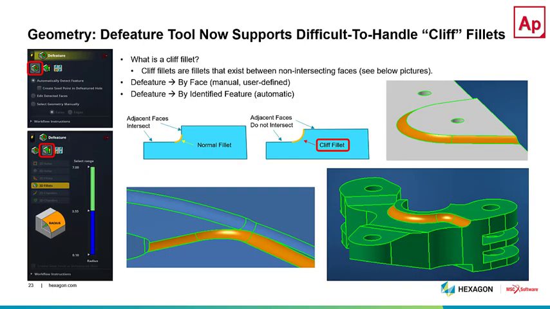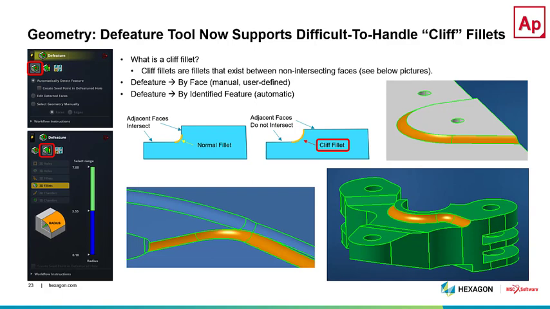Now, the next thing is cliff fillets. During our beta test phase, this got immense praise from our beta testers. Everybody loved it. And a cliff fillet is really not a fillet in the strictest sense of the word, because the two surfaces that the cliff fillet connects, if you extend them, never intersect.